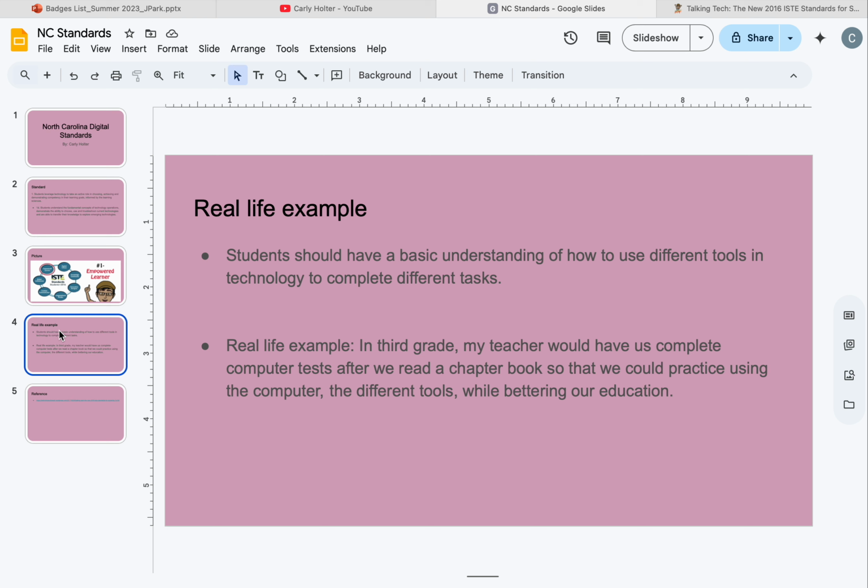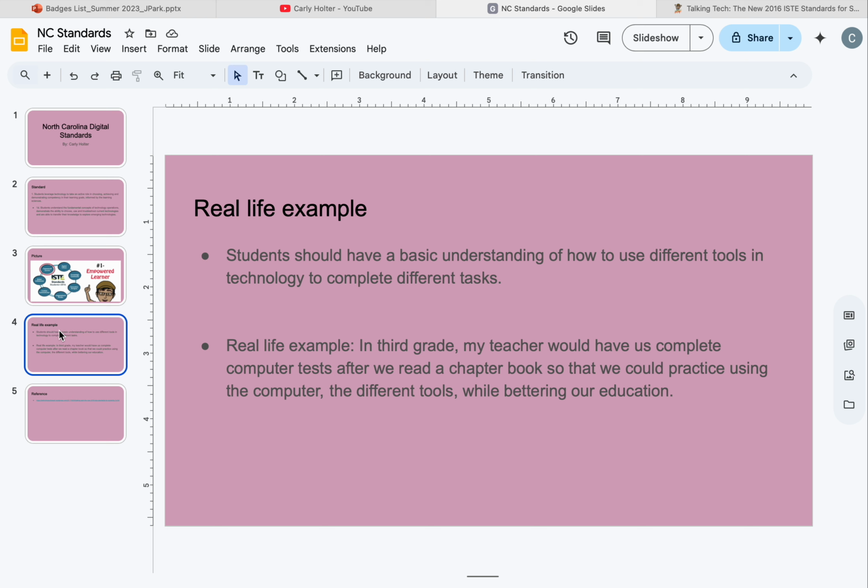And then a real life example. Well, first I explained the standard in simple terms. I said students should have a basic understanding of how to use different tools and technology to complete different tasks they are asked to do in the classroom, and to know how to use a variety of technologies so that they are well aware of which digital tool to use if they need to do something.